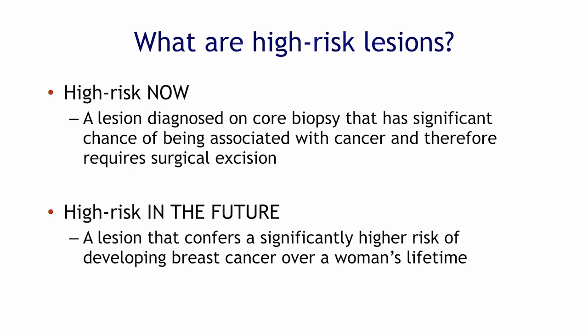High-risk lesions. So there's sort of two categories of high-risk lesions. There's a lesion that we consider high-risk now because you've had this diagnosed on a core biopsy, and we know that there's a significant possibility that we might actually find cancer if we go to surgery and take more tissue around that area. That's a little bit different from thinking about something as high risk in the future, which is a change that you have in your breast tissue that tells us that over your lifetime, you're at higher risk of getting breast cancer than somebody who doesn't have those changes in the breast tissue.